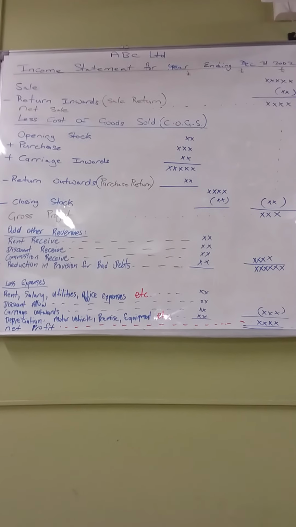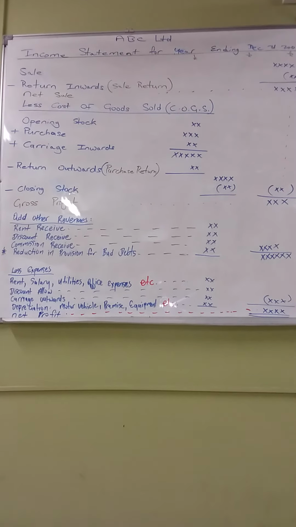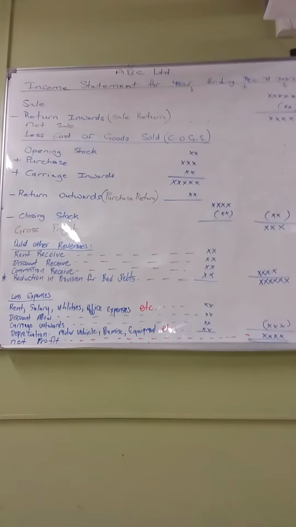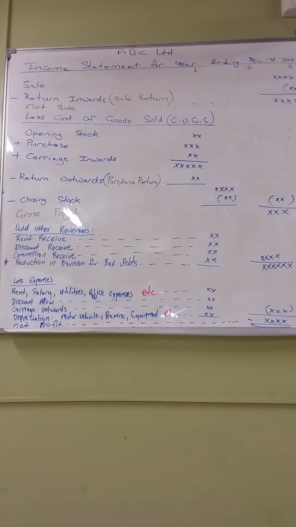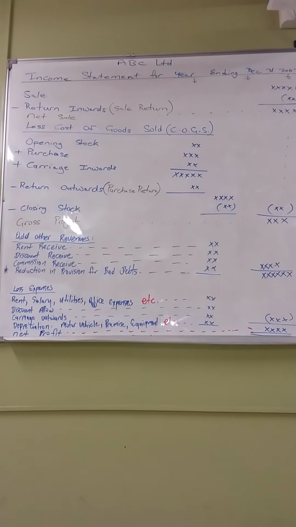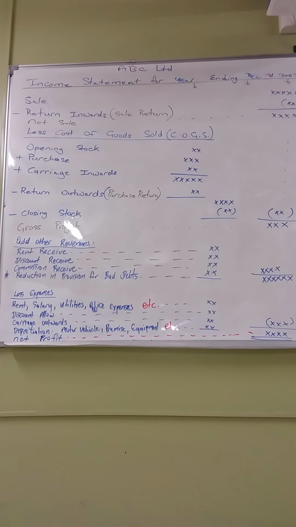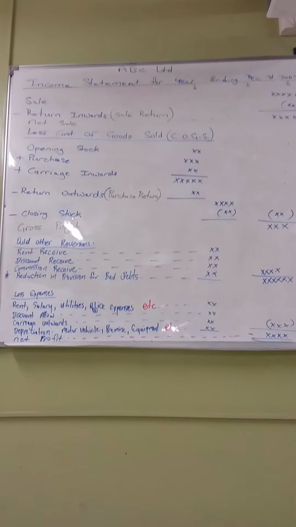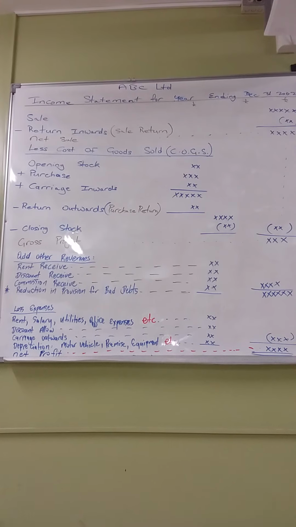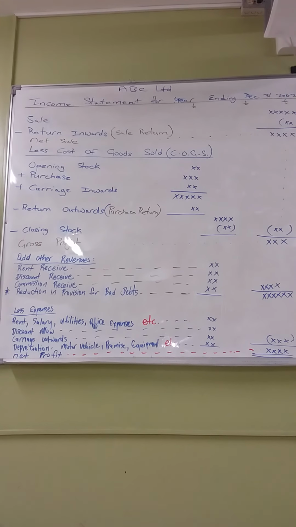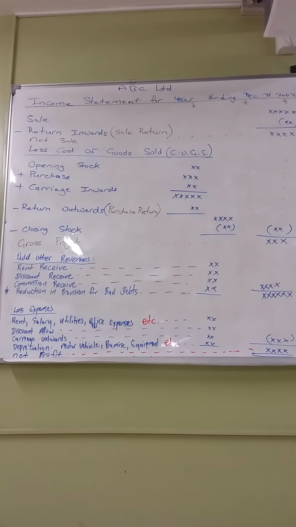So remember we had our opening stock, then we add our purchases, then we add our carriage inwards. Now next we're going to look to see if there was any return outwards. Return outwards means the goods that you purchased from your supplier, did you return any of them? Because if you buy 180,000 worth of goods and you return 5,000 worth of goods to them, you'd have to minus that 5,000 from the 180 to give you your true purchase, which would be 175 in that case. So that is why we subtract our return outwards.